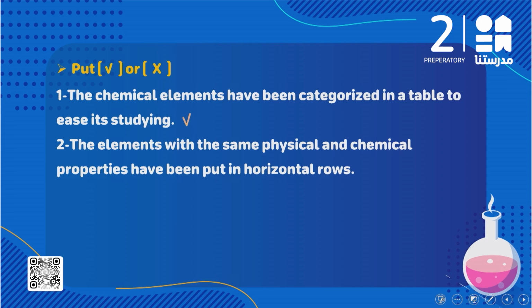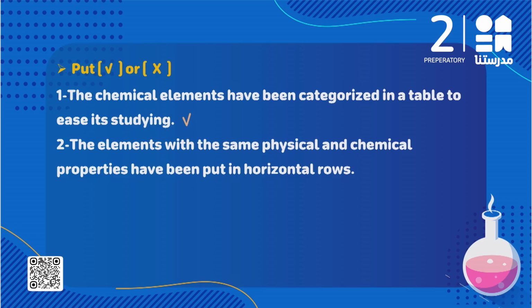The second one: the elements with the same physical and chemical properties have been put in horizontal rows. We said the elements are arranged in groups according to the similarities in their physical and chemical properties. So here A is wrong. Instead of horizontal rows, it should be vertical columns or groups.